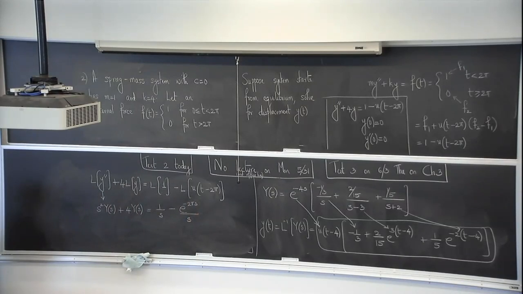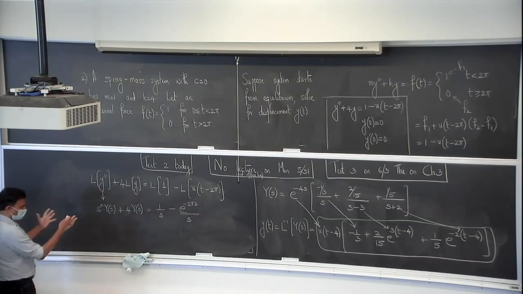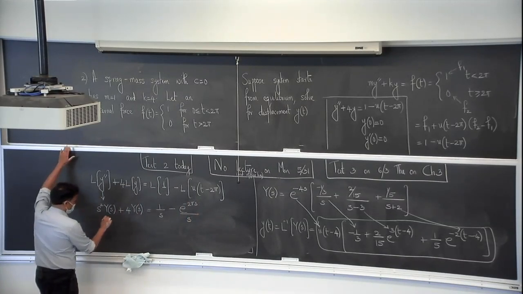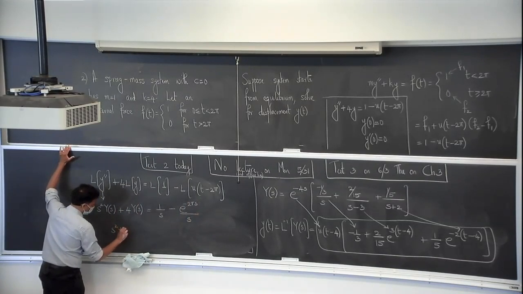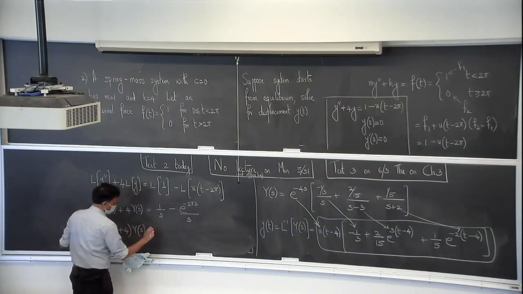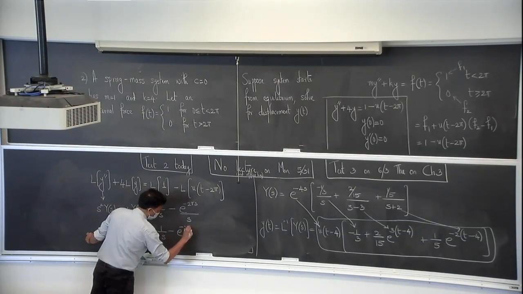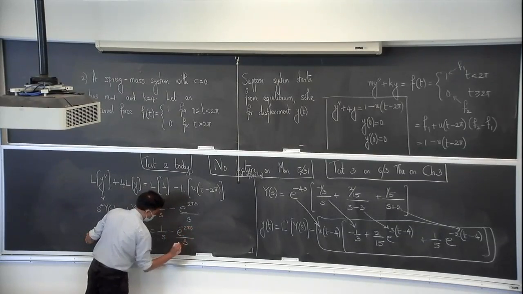Remember that we are expecting oscillations here. It's a spring mass problem. We are applying some initial force that should set this moving. So at the end of this problem, we need to get sine or cosine or something. All right, so this is s squared plus 4 times Y of s equal to 1 over s minus e to the power of negative 2 pi s over s.